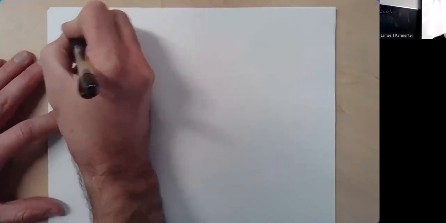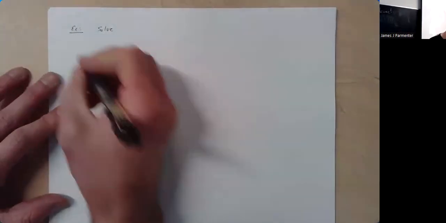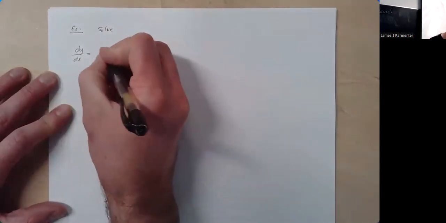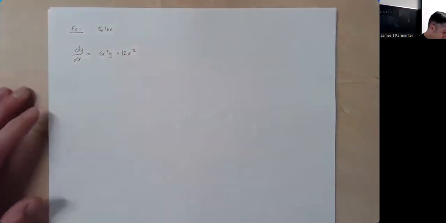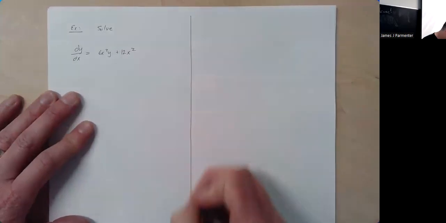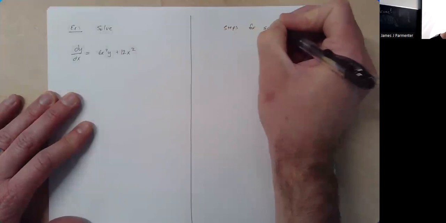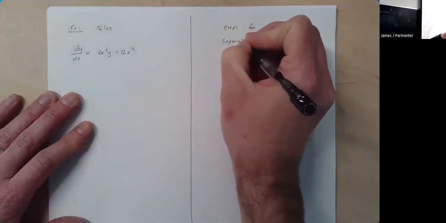Cool. So let's work through an example while we talk about the steps. Our example is going to be to solve the following differential equation. What do I got here? I've got dy dx equal to 6x squared y plus 12x squared. And then on the right-hand side here, we'll write down the steps for solving a separable differential equation.